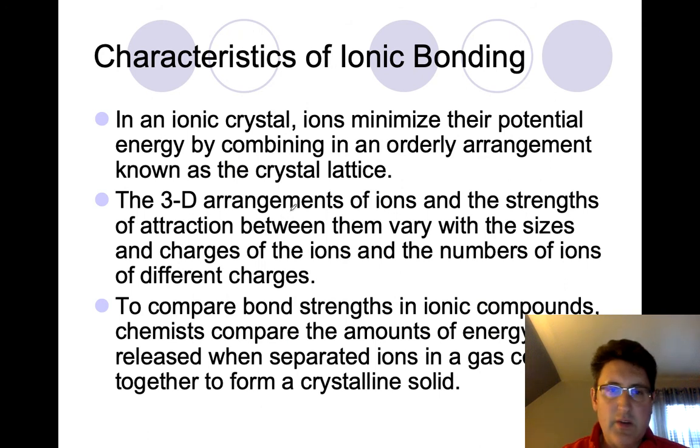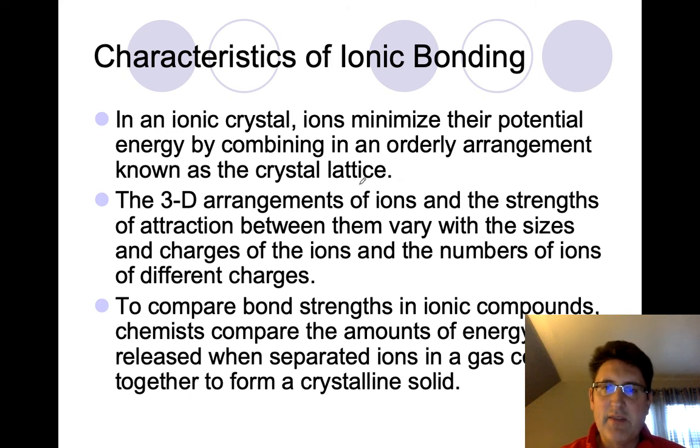So we're going to go into a couple other things real quick just to wrap up 6.3. The main thing is writing those structures, okay? But some characteristics about ionic bonding, just in general: ionic bonds are stronger than covalent bonds for the most part. That attraction between the positive and negative ions is very strong. In an ionic crystal, ions minimize their potential energy by combining in an orderly arrangement. This is called a crystal lattice.